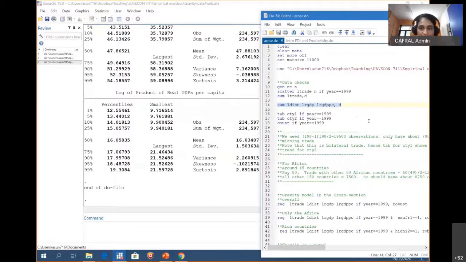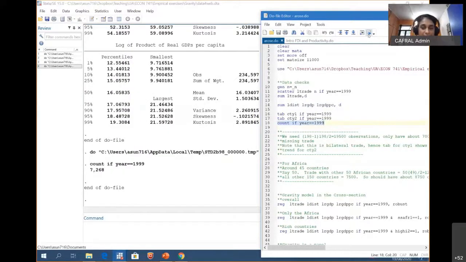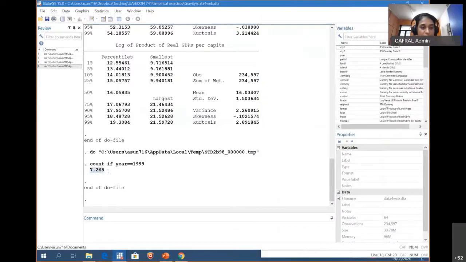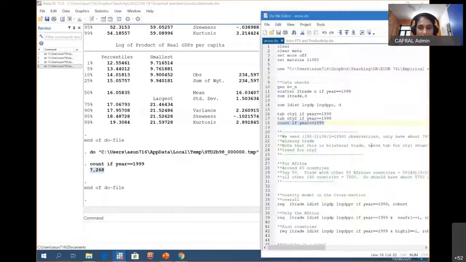Now, I'm going to say count if year equals 1999. So this is a panel data set and I have this over time. If I do this for just 1 year, I have 7,268 observations for 1 year, okay? Now, if all countries were trading with all other countries, how many observations would we have for one particular year? There are 198 countries in this data set. And because it is a bilateral data set, once I have India to China, I'm not going to have China to India, right? Those are not different because I'm summing up the trade imports plus exports. So India to China is going to be the same thing as China to India in this particular case.